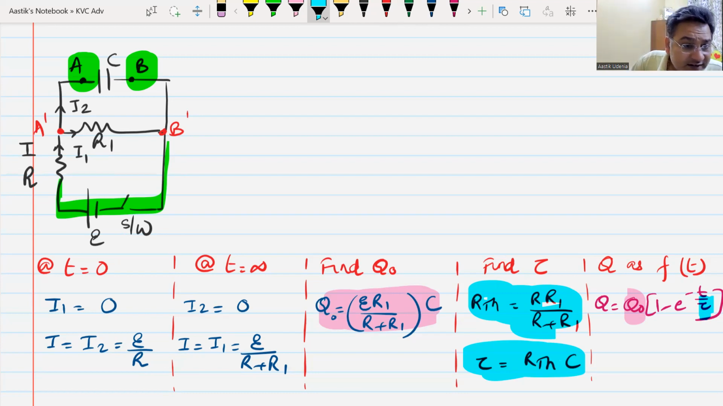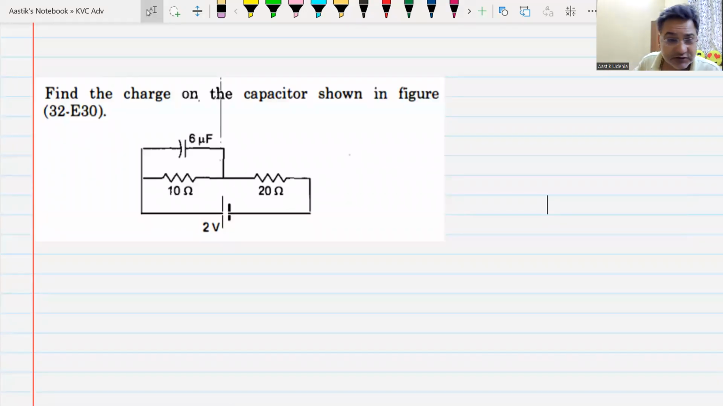So once you understand this, you should be able to find any question that asks you to find out the charge on the capacitor. They are asking you the steady state value of charge. You just find the potential drop across the capacitor and multiply it by C. This is a question from SCV.